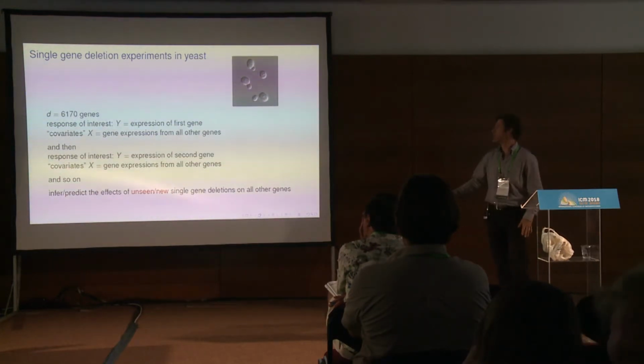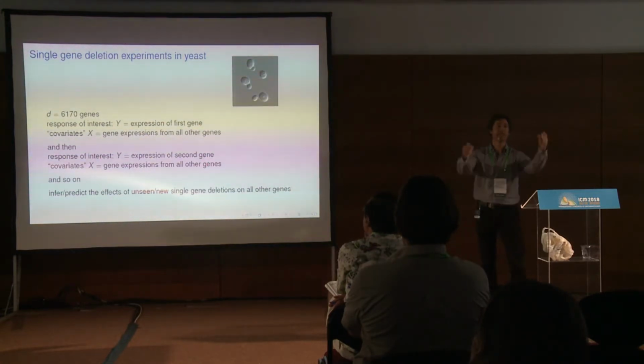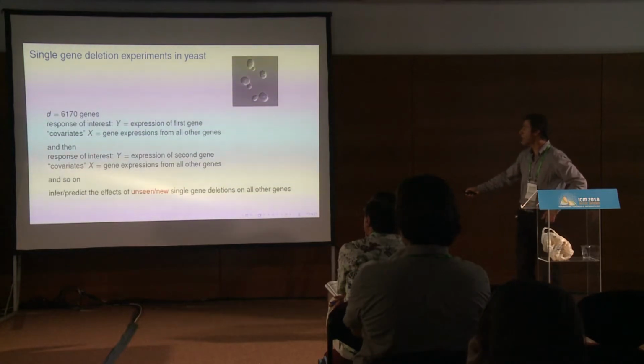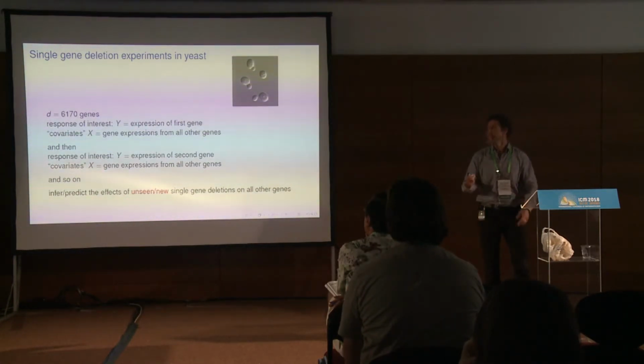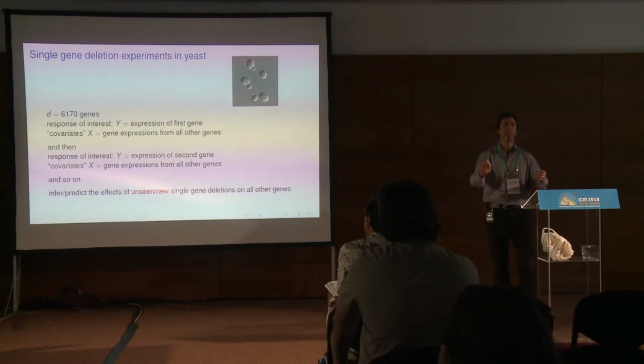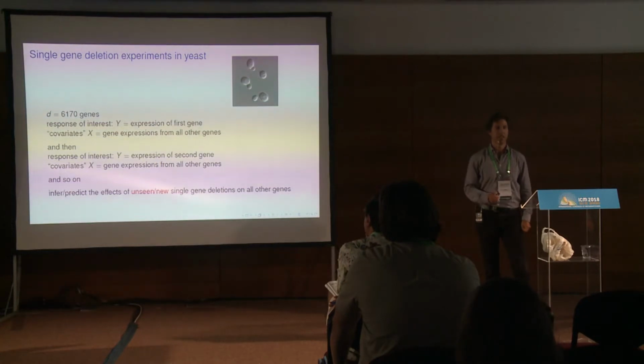Now I can do it again. The response of interest y is the expression of the second gene, the covariates are the expression of all other genes, and so on and so forth. I can do this 6,170 times. And the goal is to predict the effects of unseen new single gene manipulations. What would happen if you knock out gene 7? Give me a prediction of that.